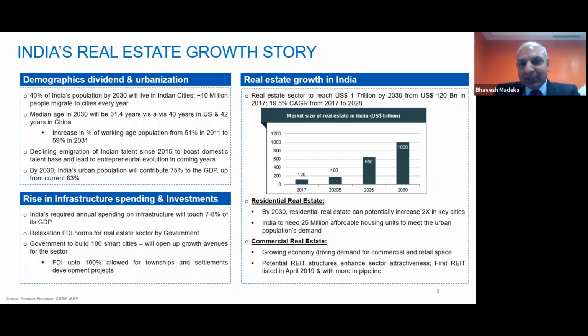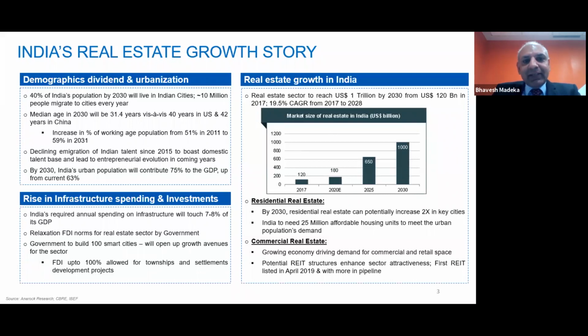We were moving towards 40% of the Indian population by 2030 moving into cities. And cities would mean populations of 1 million plus. Today we have about 65 such cities, and that would grow up to 100 smart cities by 2030. That was what the government wanted. Plus, the median age of our working population was going to be around 31.4 years in 2030, which would be lower than US and China.